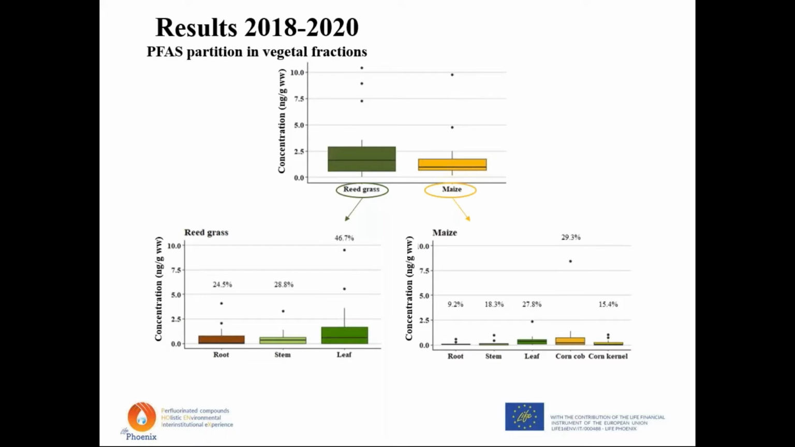Now, about PFAS in the different fractions of the plant. You can see that the majority of PFAS in reed grass were found in leaves. On the contrary, the majority of PFAS in maize were found in leaves, but also in corn cob.